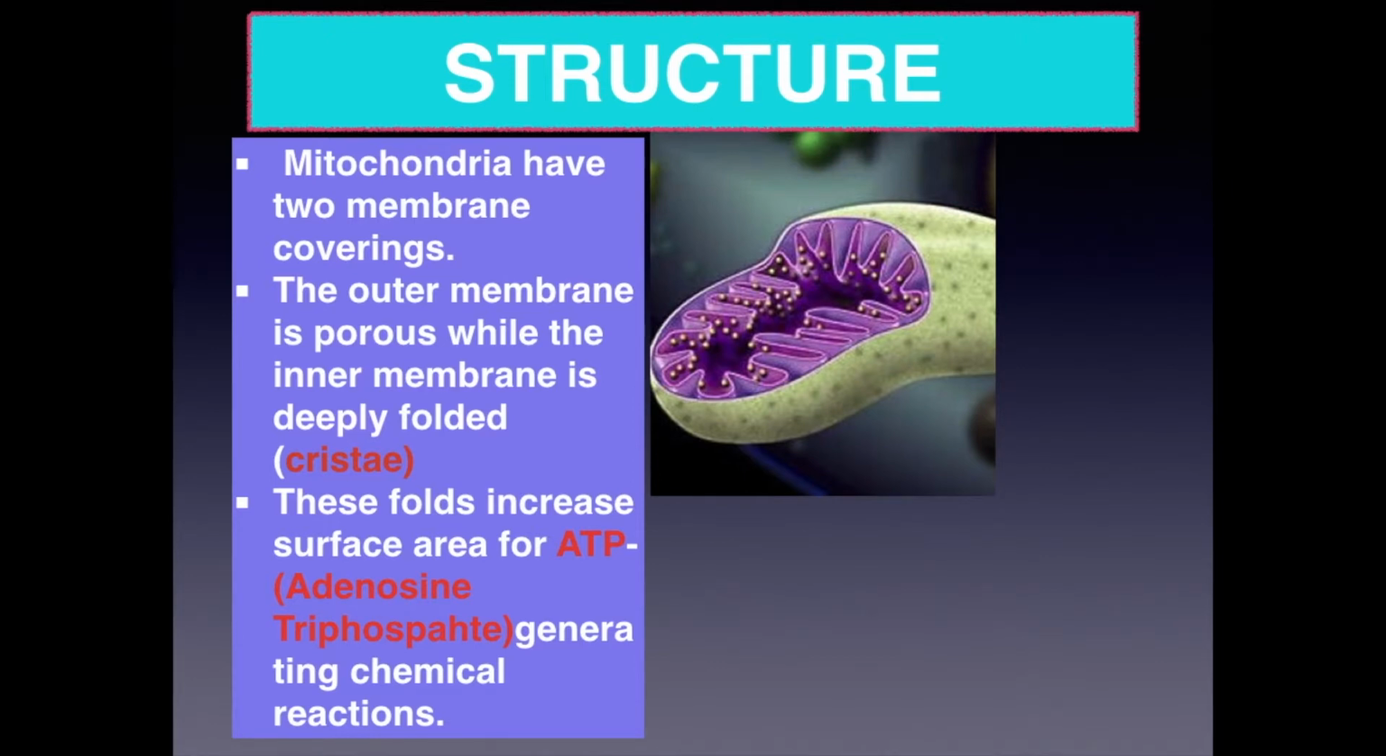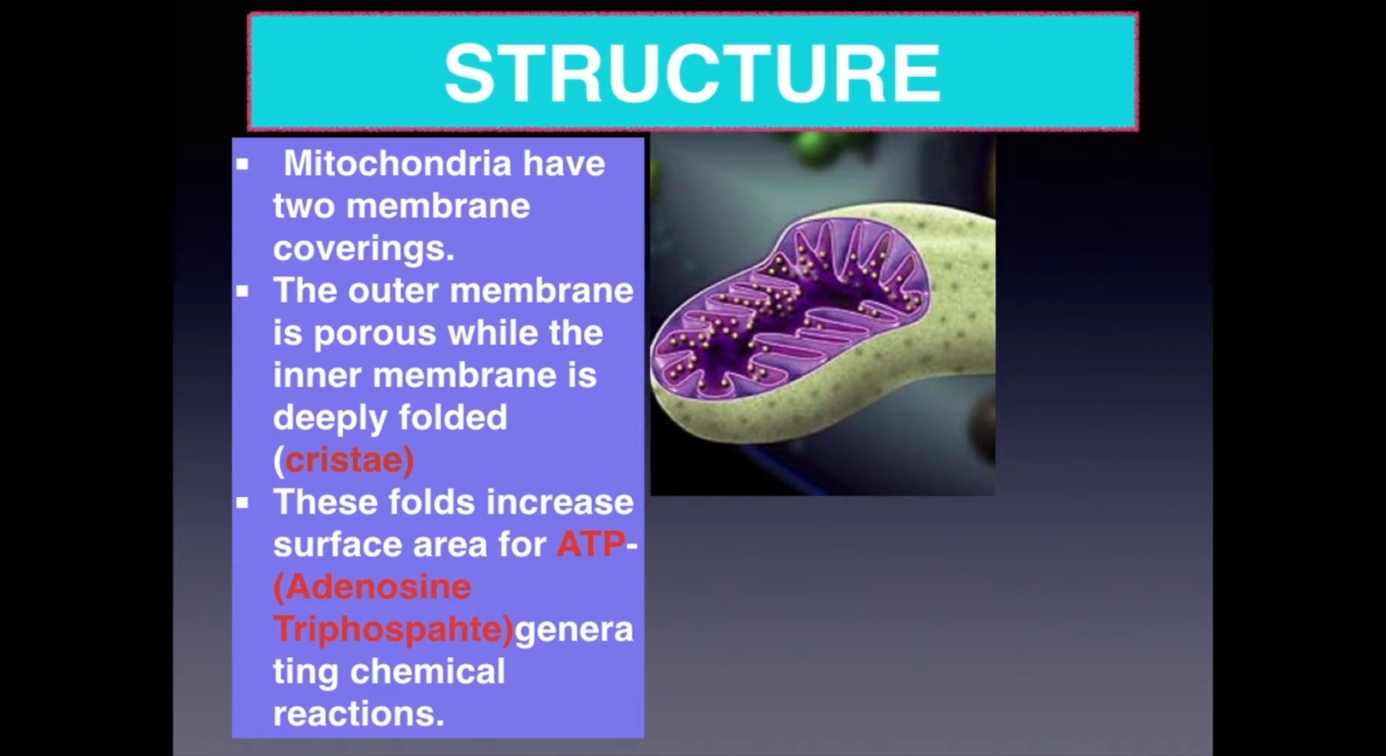Now when we look into the inner membrane, which is purple here, it is folded. It is deeply folded, and these deeply folded structures are referred to as cristae. Remember the term cristae. When this folding happens, it increases the surface area of this membrane. So remember, the inner membrane is folded to increase the surface area. Now when the surface area is increased, it can produce the energy-giving molecule ATP in greater amount.